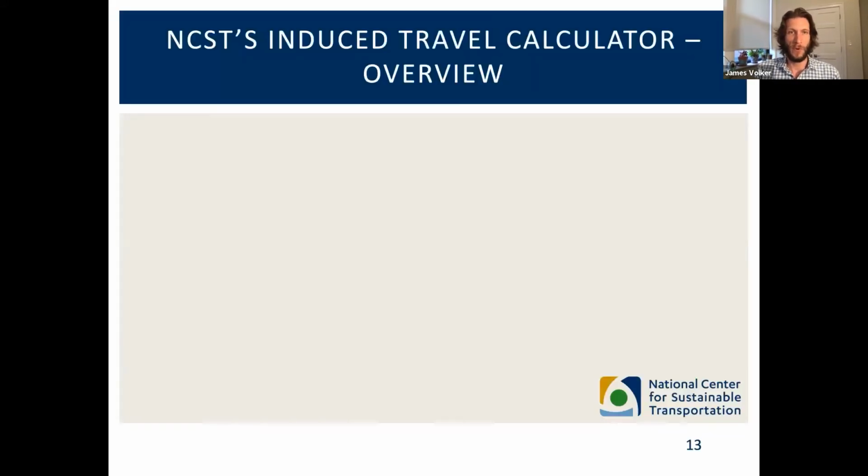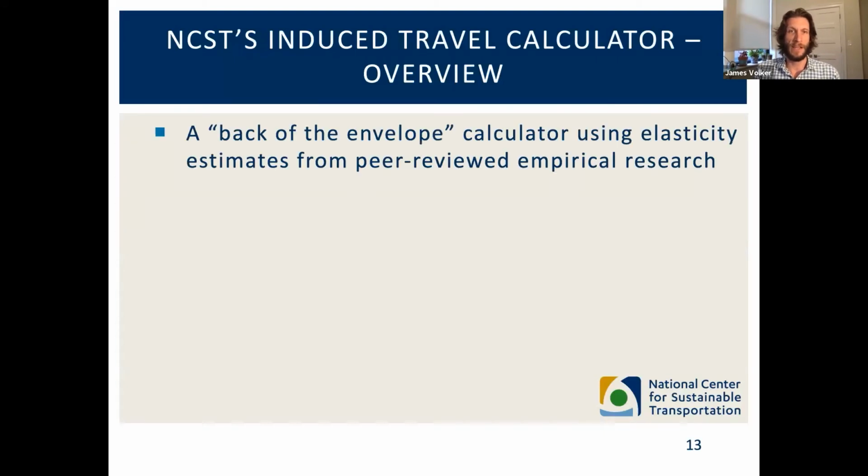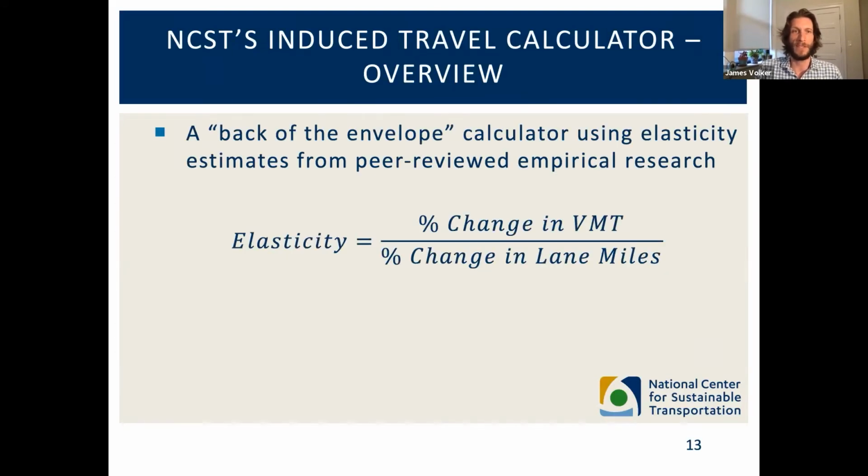And so what our calculator does, basically it's a simple sketch tool. It's a back of the envelope calculator that provides an order of magnitude estimate of induced VMT. And it uses elasticity estimates from the peer-reviewed empirical research, as well as roadway data from Caltrans on both lane miles and VMT. And so what the elasticity is, I won't go into much detail here, but basically you have the equation here.